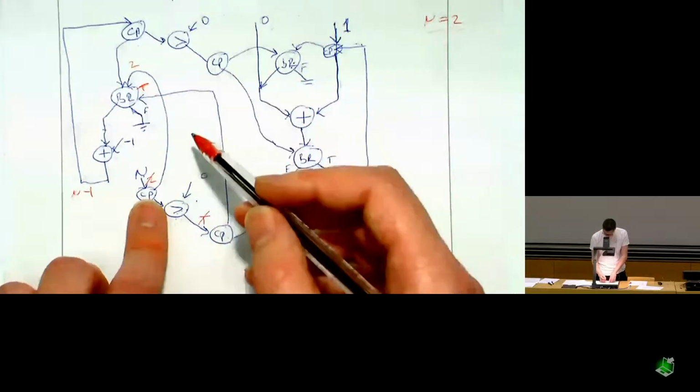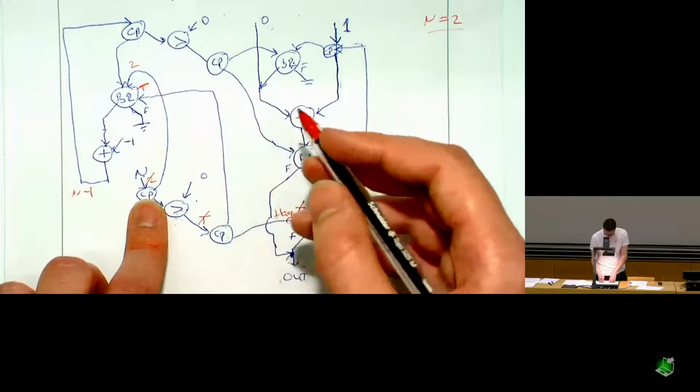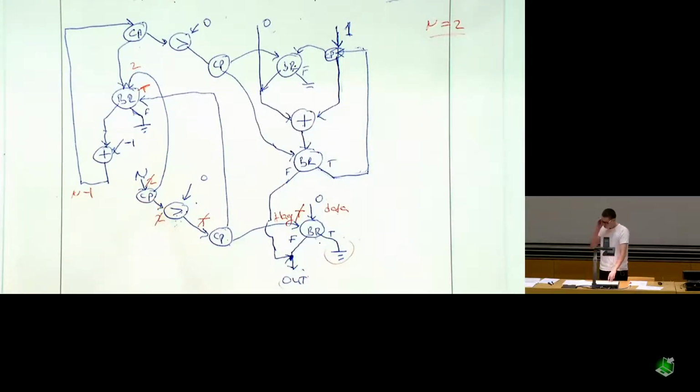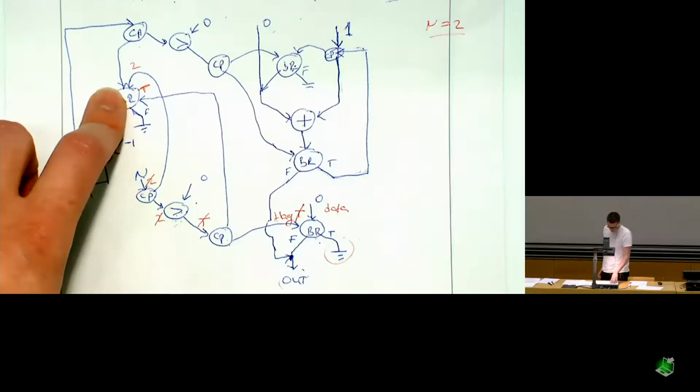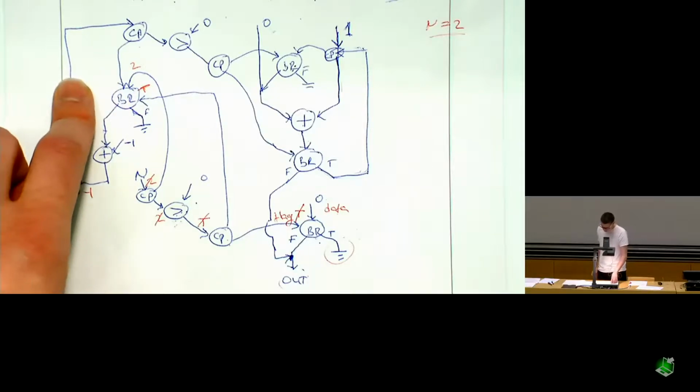How come that branch in the top left has 3 inputs? This one? Yes, it shouldn't have 3 inputs.